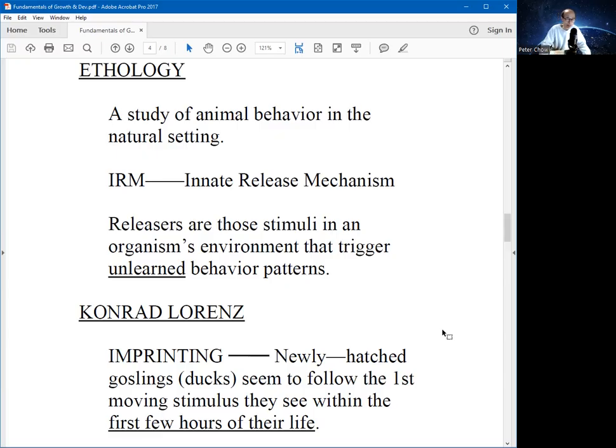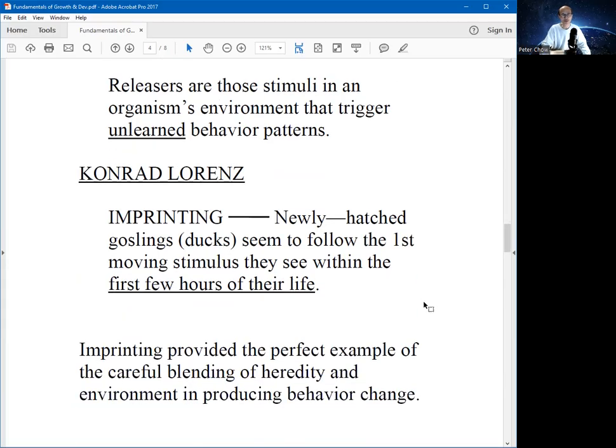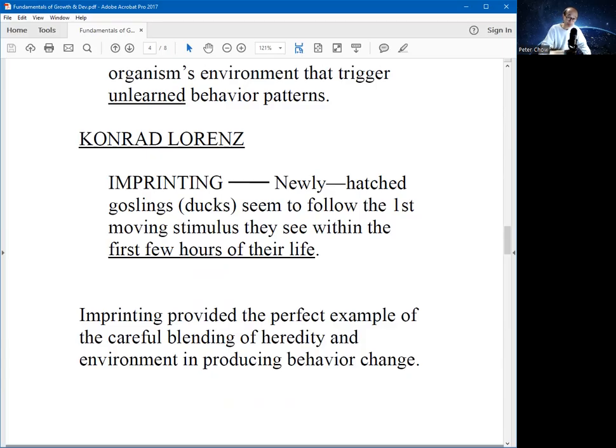So the big name, of course, here is Konrad Lorenz. You must have read about him in Introductory Psychology. Konrad Lorenz coined the term imprinting. Newly hatched chicks, goslings and ducks seem to follow the first moving stimulus they see within the first few hours of their life. That is called the critical period. And this is what Konrad Lorenz observed, what he called imprinting. What is that here?